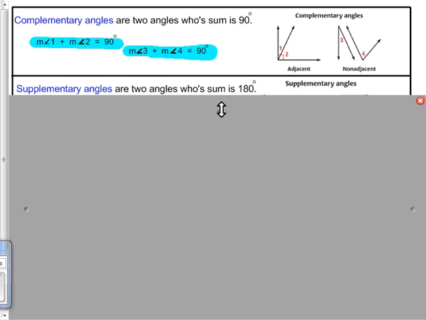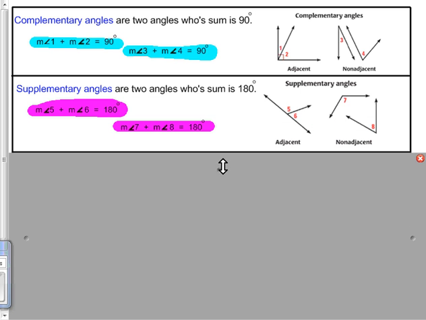Supplementary angles. Same idea, except they are 2 angles whose sum is 180 degrees. If you look at the pictures here, they show a picture of adjacent angles. Angle 5 and angle 6, they share a common side. Those 2 angles add up to give us 180 degrees, which also makes a straight line right here. 2 non-adjacent angles, angle 7 and angle 8, would add up to 180 degrees if angle 7 and 8 were supplements of one another.